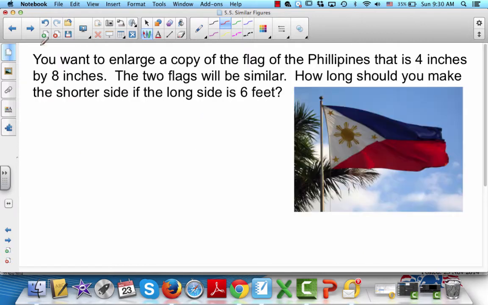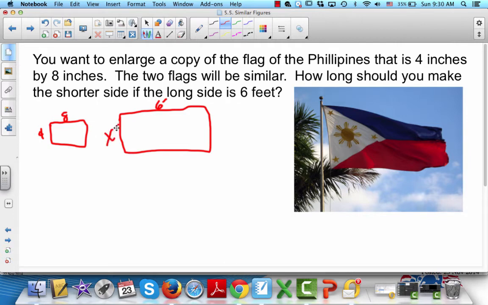All right, you want to enlarge a copy of the flag of the Philippines that is 4 inches by 8 inches. The two flags will be similar. That's important. How long should you make the shorter side? Remember, draw a diagram. The flag currently is 4 inches by 8 inches, and you're going to make it bigger. And the long side is going to be 6 feet long. So we want to know how many feet long the short side is going to be.